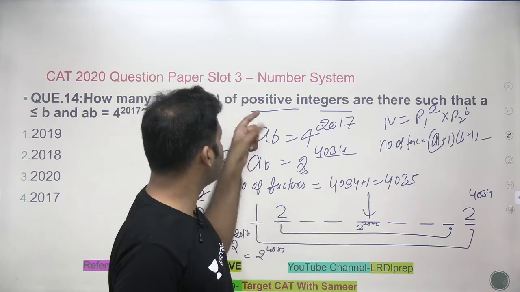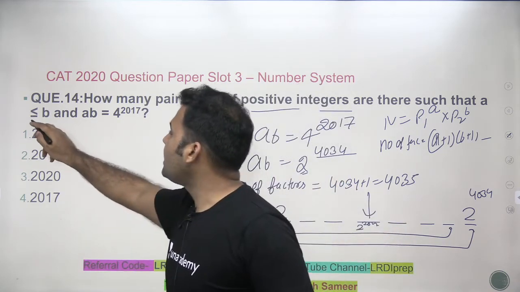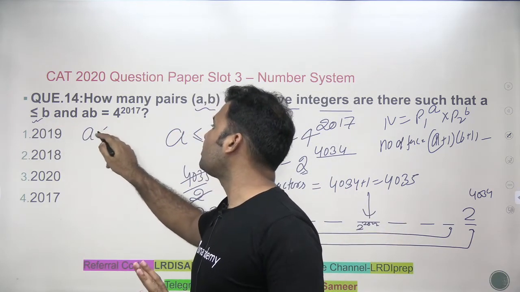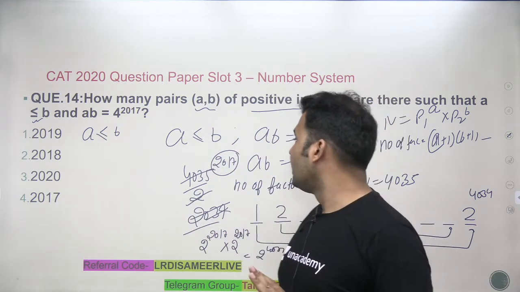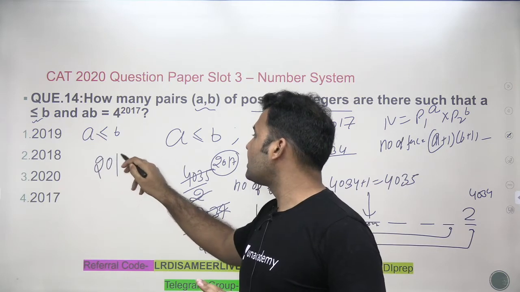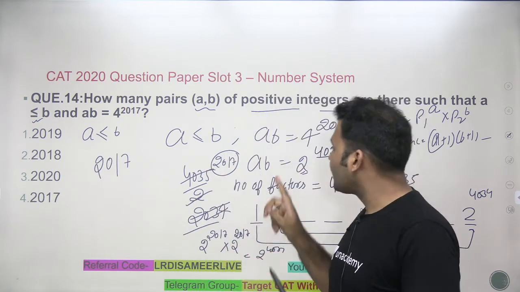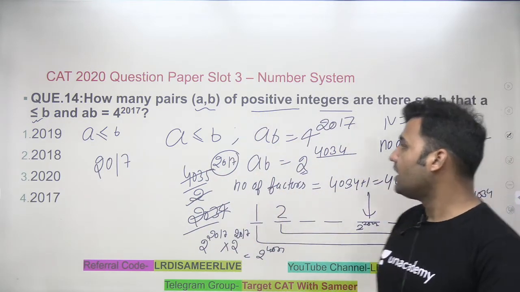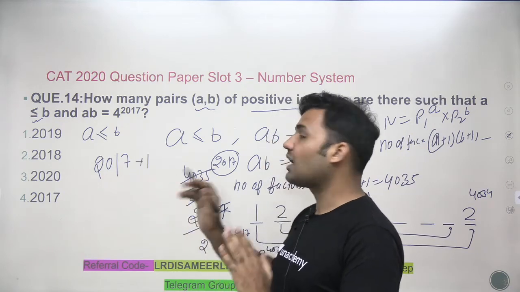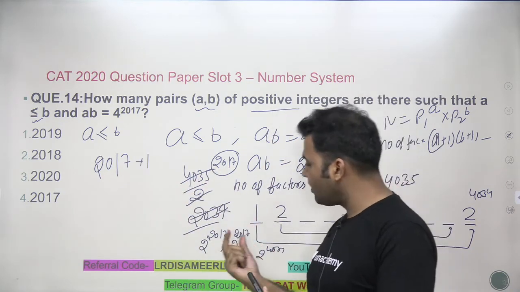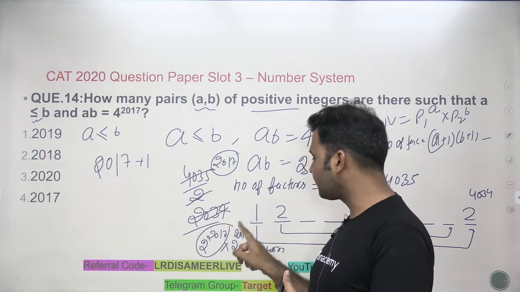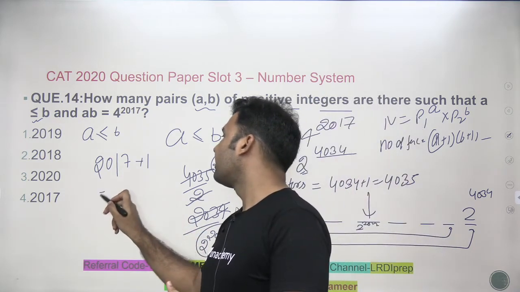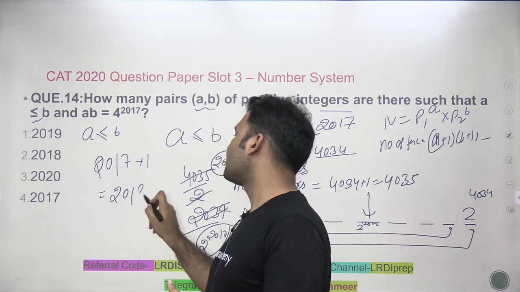And because it is given that A can also be equal to B, I don't want A to be less than B, I want A can also be equal to B. So in addition to 2017 pairs where A is less than B, there is one more pair where A is equal to B, and in that pair A as well as B are both equal to this value. So the total number of combinations would be 2018.